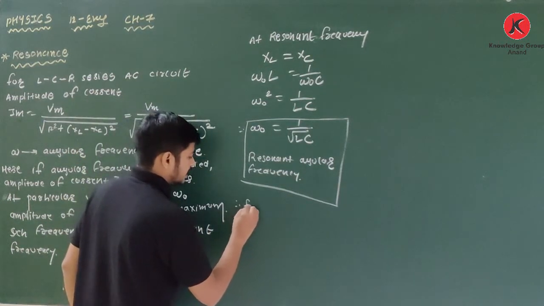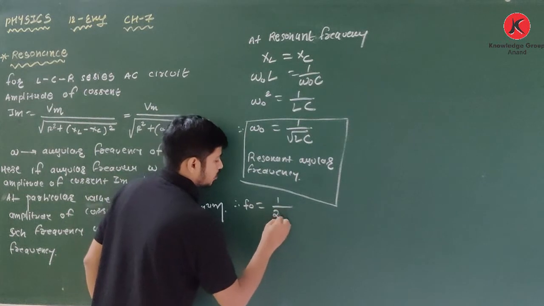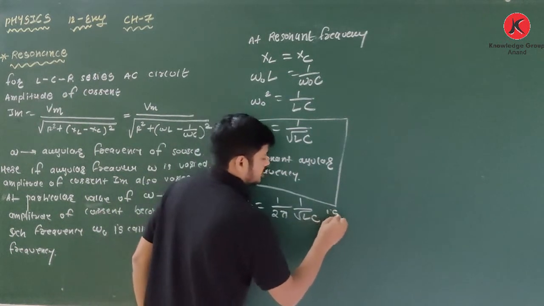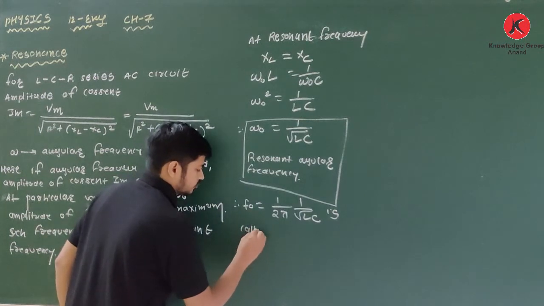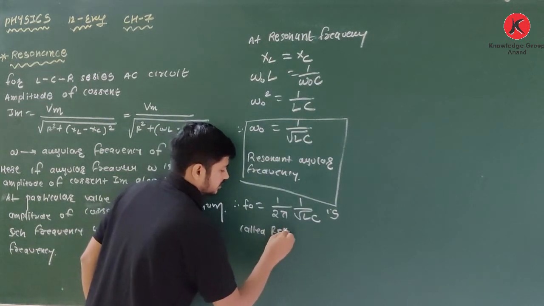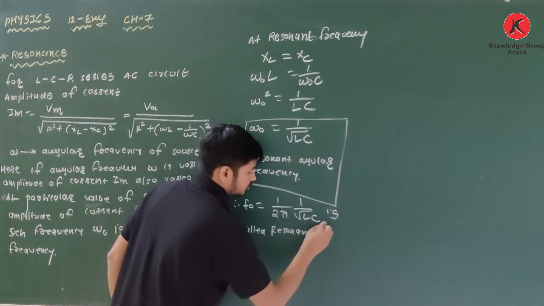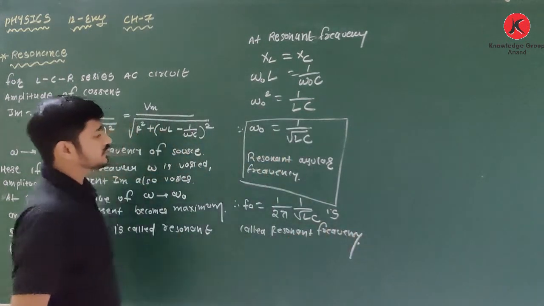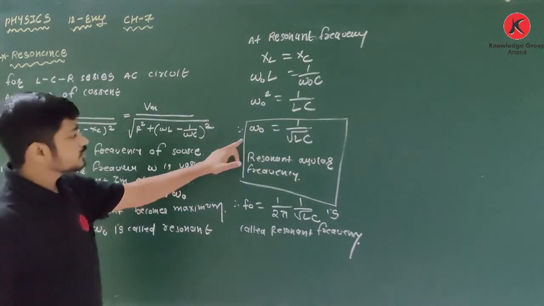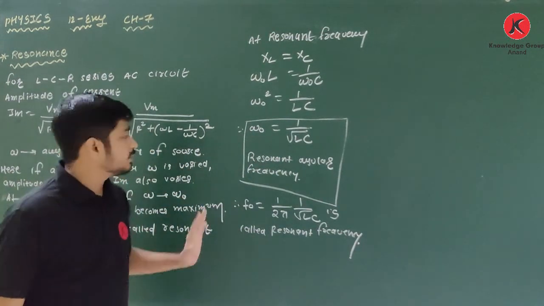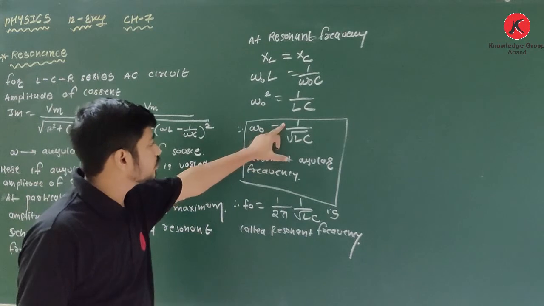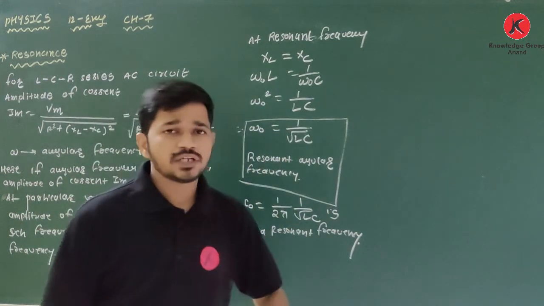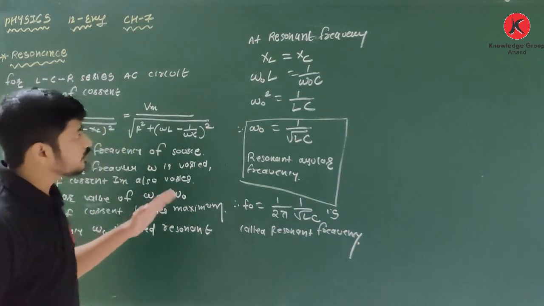So therefore, f0 is equal to 1 upon 2 pi times 1 upon under root LC, and it is called the resonant frequency. Clear about this? So what is resonant frequency? Its equation we have to remember. Omega 0 is equal to 1 upon under root LC, and f0 is equal to 1 upon 2 pi times 1 upon under root LC, called resonant frequency.